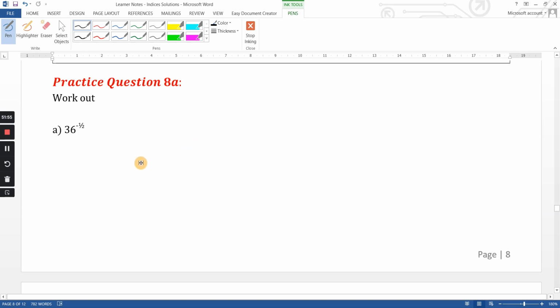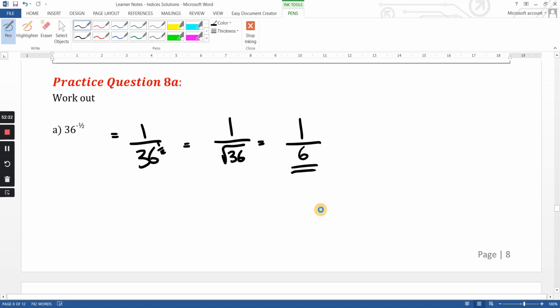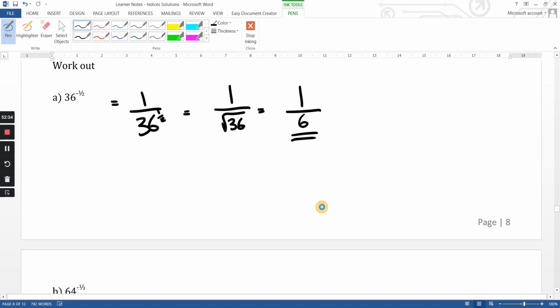Let's go through these then, guys. So work out 36 to the power -1/2. Right, so that means, well, negative power means it's going to be the reciprocal, so it's going to be 1/36. You still got power half attached to that. Okay, which is the same as 1/square root of 36. And that's going to be 1/6. Yep, so you should get a 1/6 as your answer.